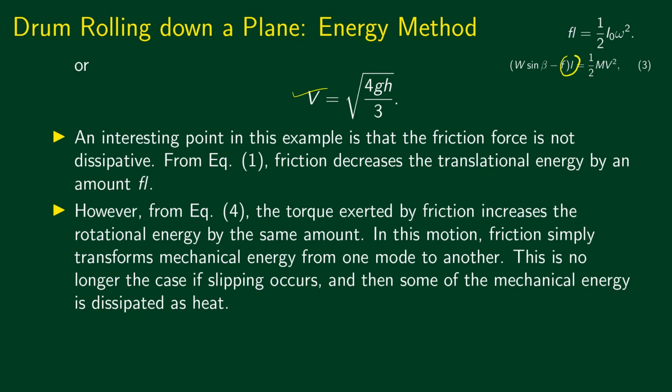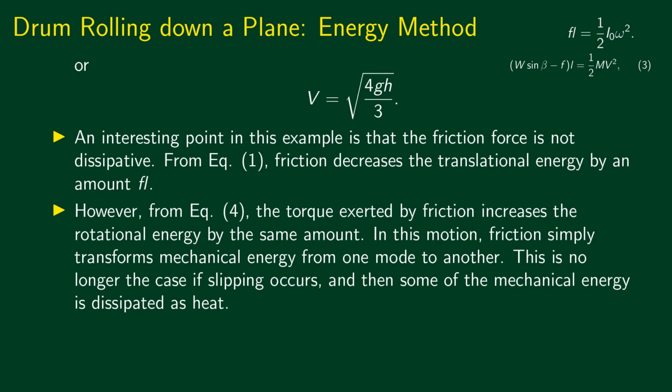It decreases, the translational energy decreases by an amount FL due to the frictional force. All right, but if we take rotational motion, the work done by the frictional force is exactly the same. The work done by the frictional force is exactly the same. That is, the energy lost in translation due to friction is actually gained. Okay, exactly the same amount of energy is gained in the rotational motion. Alright, so there is no dissipation here. Due to friction there is no dissipation at all.